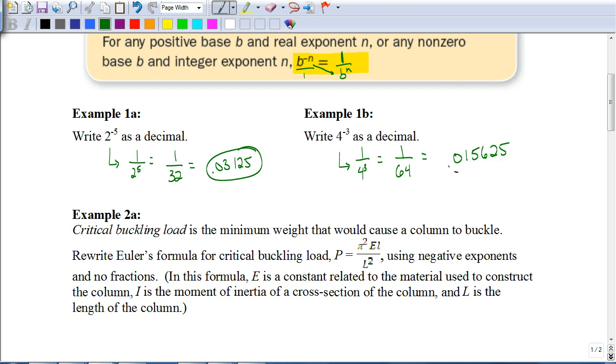Now you might be saying, well, can't we just type 4 to the negative third on my calculator and get my answer? Yes, you could, but remember on the test, chances are there's going to be a section where you have to do this without a calculator. Now, I would not ask you to find the decimal without a calculator. I would simply ask you to write this as a fraction or write it without a negative exponent.